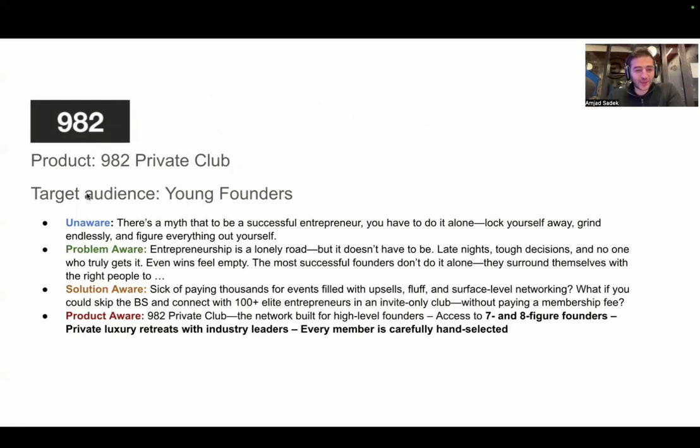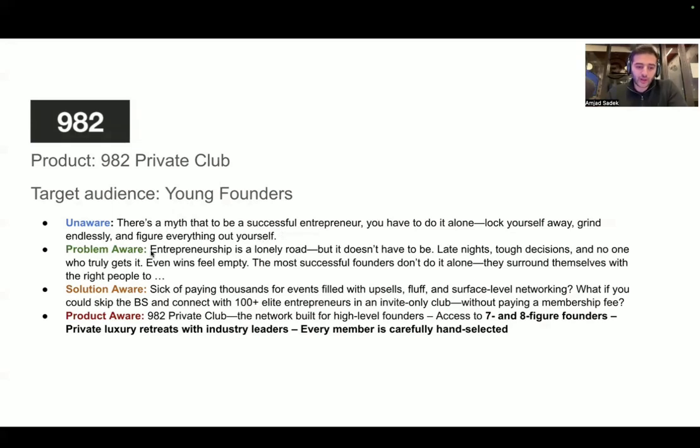So we have here the target audience is young founders. And if you want to look at the awareness stages, the first one is unaware. So the messaging can be, there's a myth that to be a successful entrepreneur, you have to do it alone, lock yourself away, grind endlessly, and figure everything out yourself. So here we're trying to target those young founders who don't know that they have a problem. Like they don't see that working alone is a problem. They don't really care that much about that.